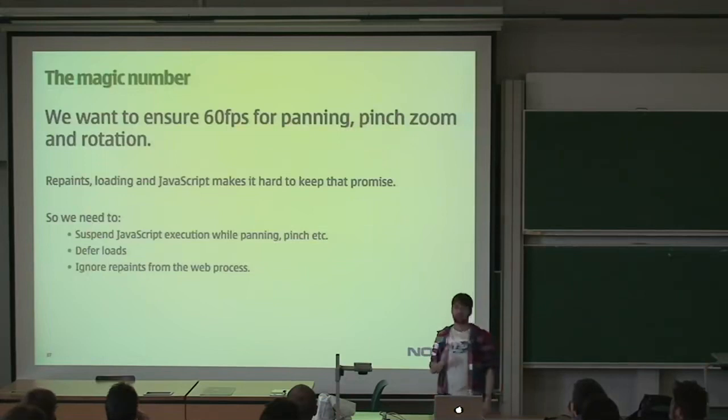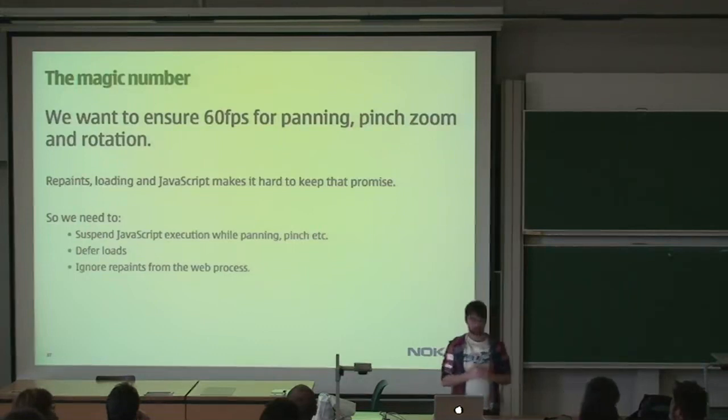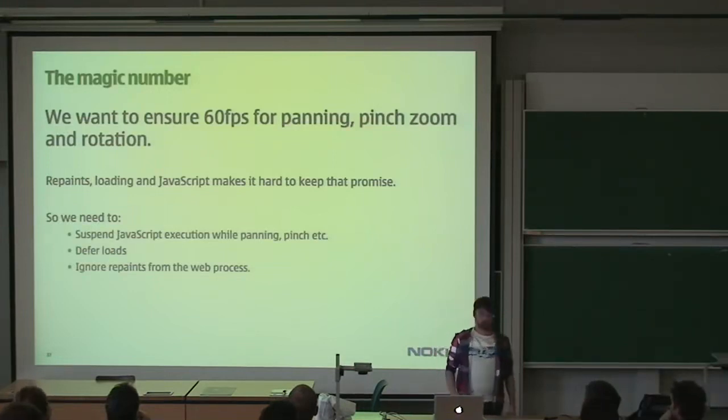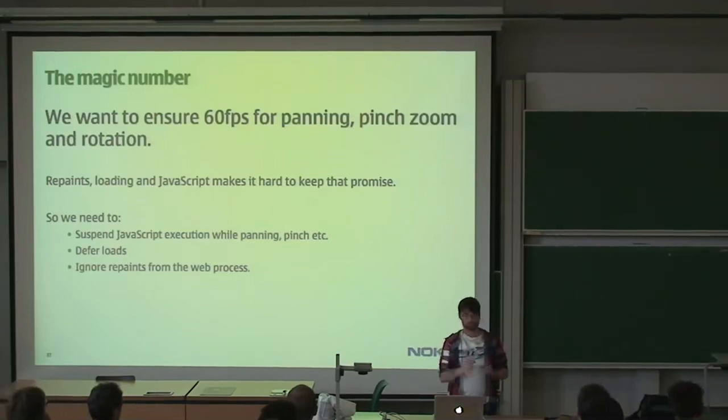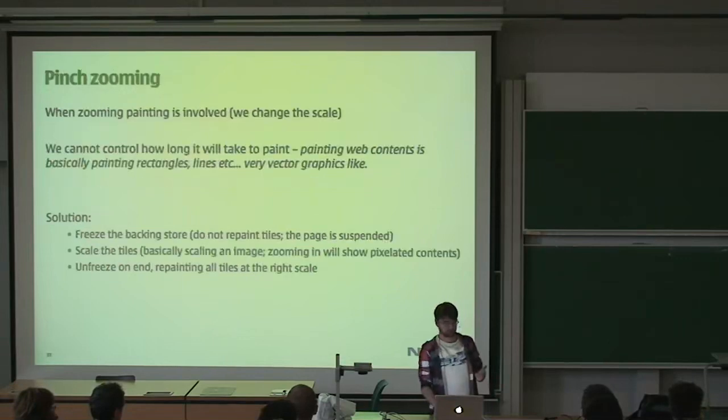So this is not exactly enough to make sure that on the device it's 60 frames per second for panning, pinching, and rotation. Because we're having repaints, we're having loads, which can happen while panning, and there can be JavaScript executing. So the basic idea is that you just suspend all JavaScript while you're panning, pinching, rotating, because people don't care if the file is updated. You suspend JavaScript, you defer loads. If there's some load going on, do it later, when people have finished panning, and ignore repaints. Because people don't care about these things, you don't notice it, but it just makes sure that we can really paint things at 60 frames per second.